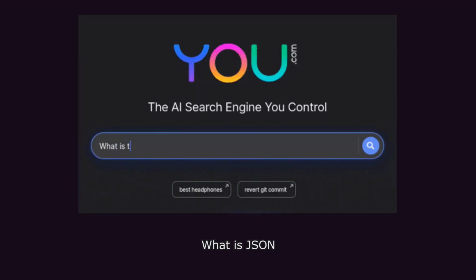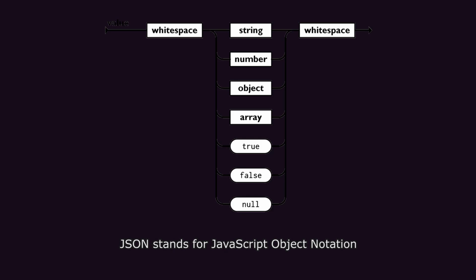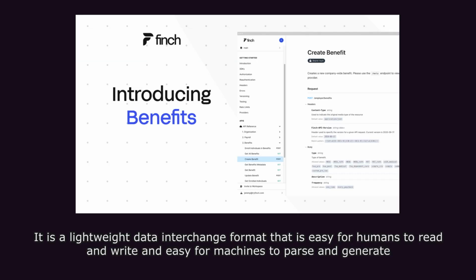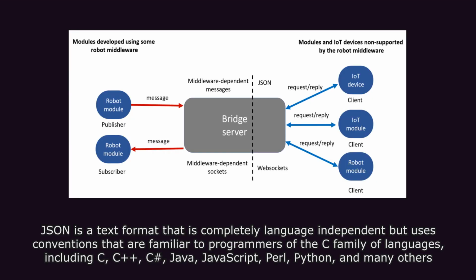What is JSON? JSON stands for JavaScript Object Notation. It is a lightweight data interchange format that is easy for humans to read and write and easy for machines to parse and generate. JSON is a text format that is completely language independent but uses conventions that are familiar to programmers of the C family of languages, including C, Java, JavaScript.